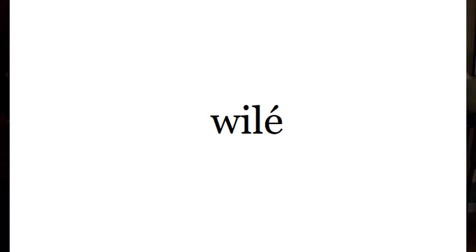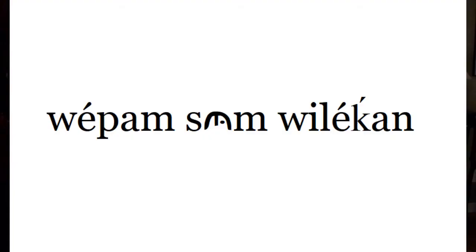Okay, let's go on to some more action verbs. Wille means run. Repeat. Wille. So how would you say the dog ran? Mum wepum sum willekan. Or if you left mum off, it means a dog ran. So you remember why we added that M to wepum sum? Because wepum sum is doing the action of running. So it's a subject and it needs an M. So repeat. Wepum sum willekan.